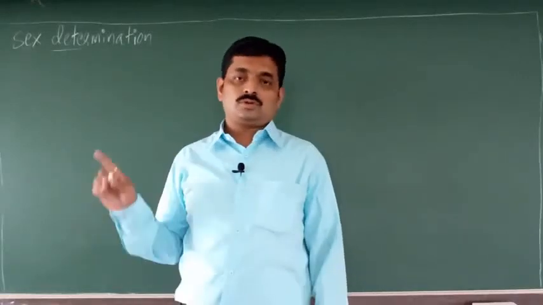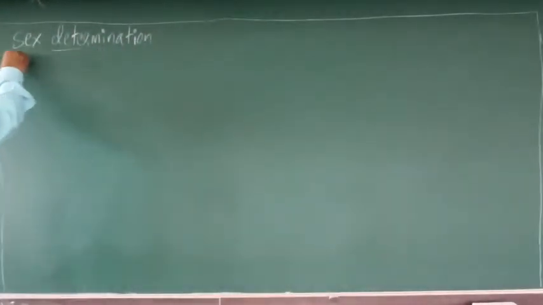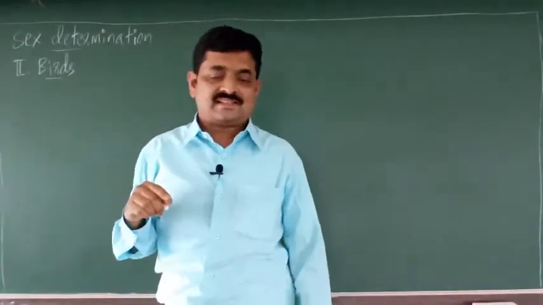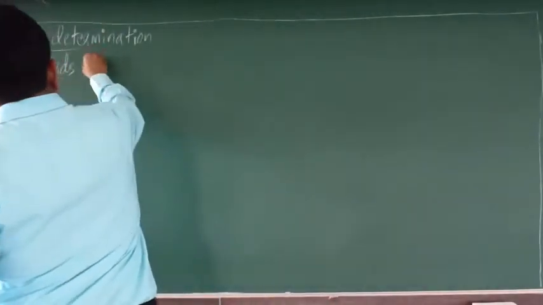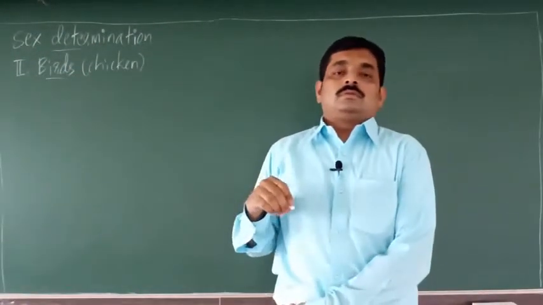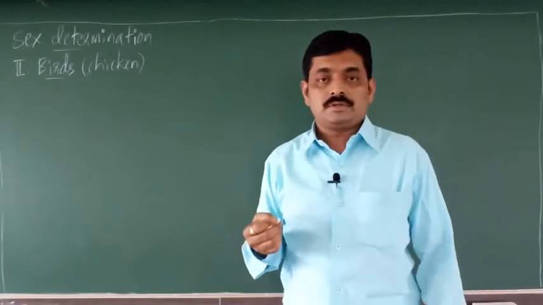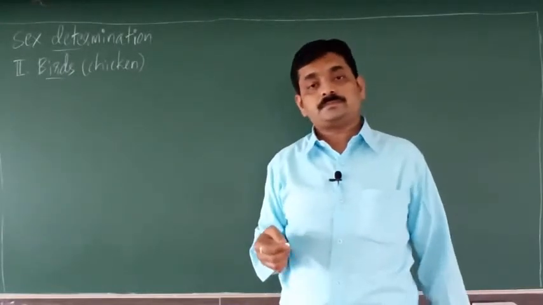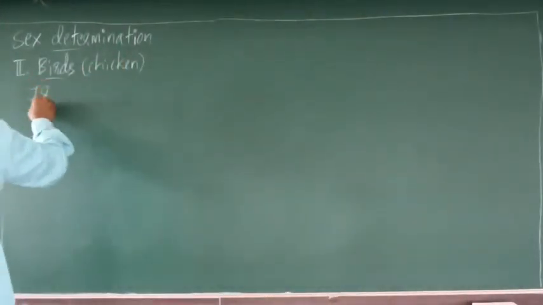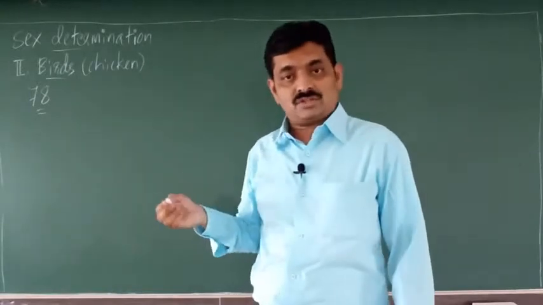Hello students. So next we will consider sex determination in birds. Here the example of bird that we have taken is chicken. A very interesting method occurs here in sex determination in birds. The total number of chromosomes in the chicken is 78. So there are 78 chromosomes in birds, that is in chicken.